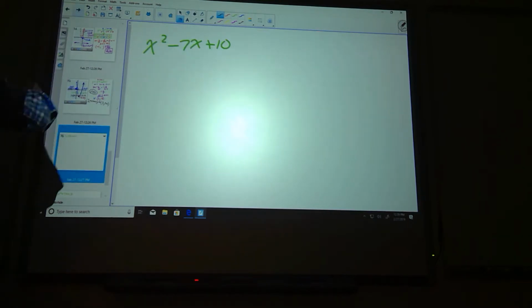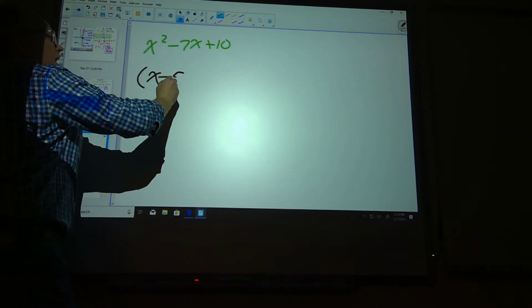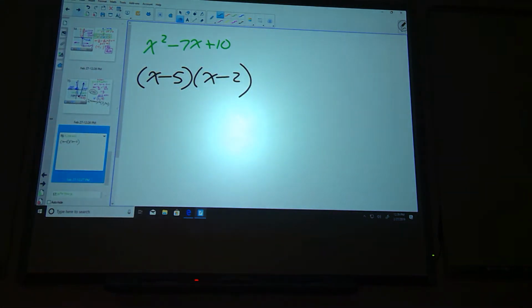All right. This one says to factor it. We're not solving it. So this one should factor at x minus 5, x minus 2. Done. Okay, yes, you could do our fast way if you wanted to, but that's the quicker way.